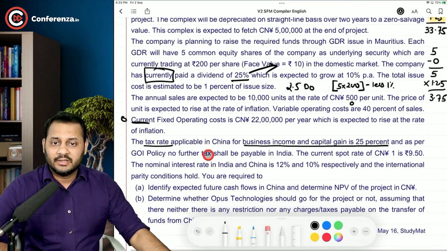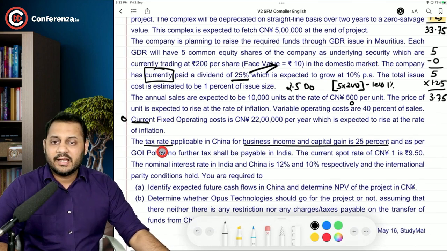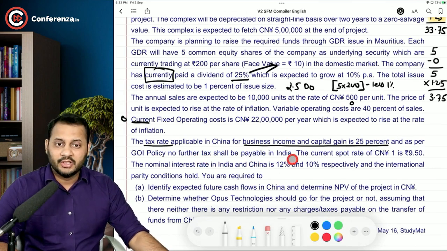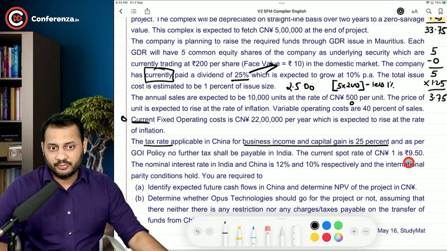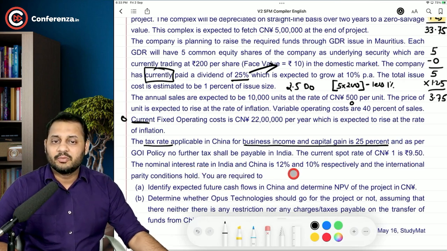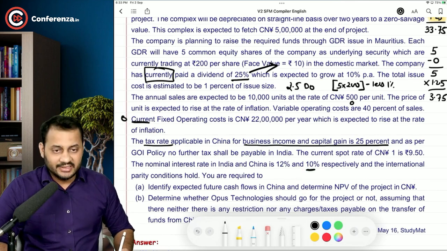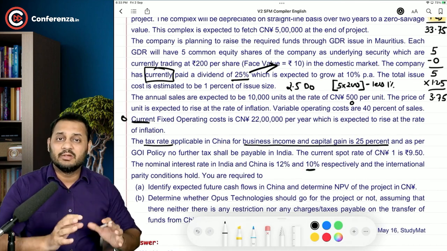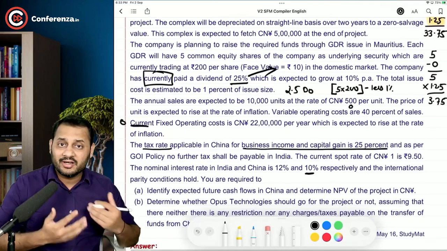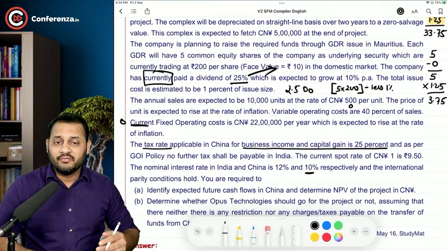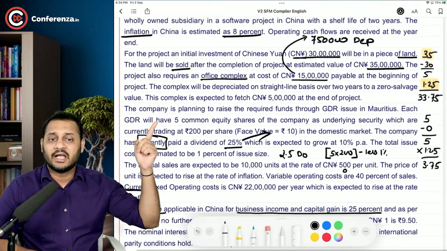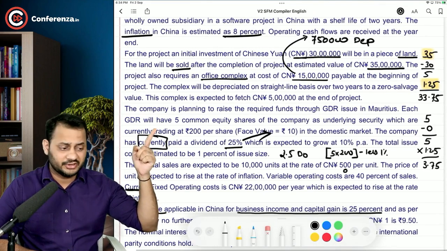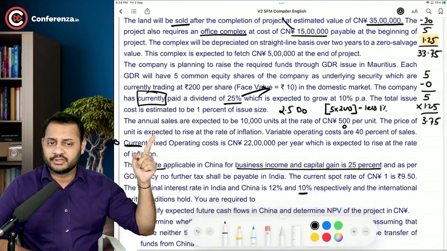The tax rate applicable in China for business income and capital gain is 25%, and as per Government of India policy, no further tax shall be payable in India. That's good. Current spot rate is 9.5 rupees per Chinese yuan. Nominal rate of interest in India and China is 12% and 10%. See, this is the Chinese rate of 10%, but this is not applicable for discounting, since we have not raised the funds from China. We have raised the funds from Mauritius, and the issue cost of this is different, which is I think somewhere 10.28%.